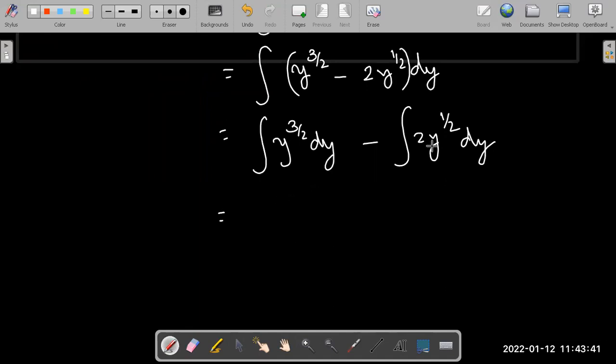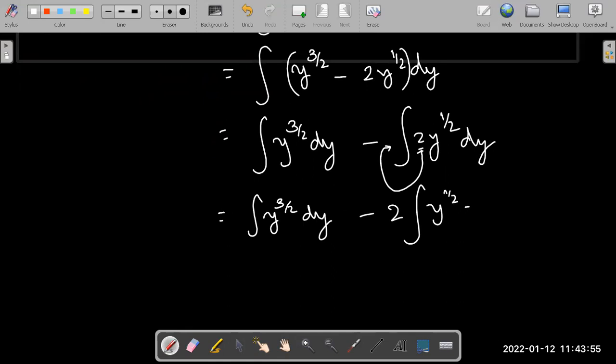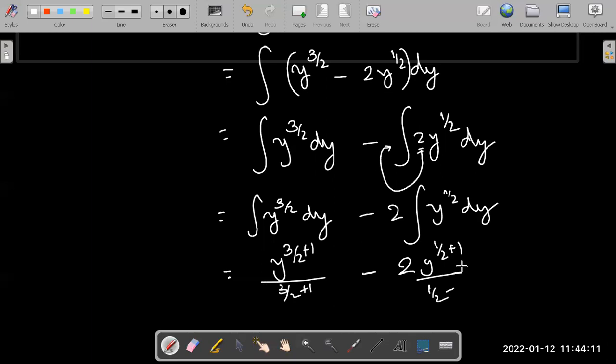So this 2 again doesn't vary, so this multiplies outside. Okay, so you get the integral of y to the power of 3 by 2 dy minus 2 y to the power of half dy. So you get y to the power of 3 by 2 plus 1 divided by 3 by 2 plus 1, minus 2 y to the power of half plus 1 divided by half plus 1, plus constant.